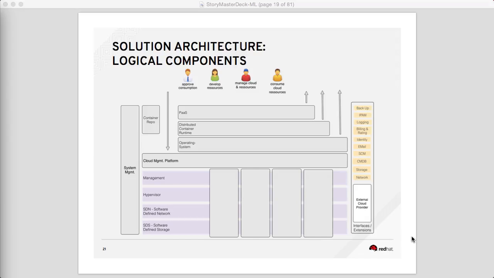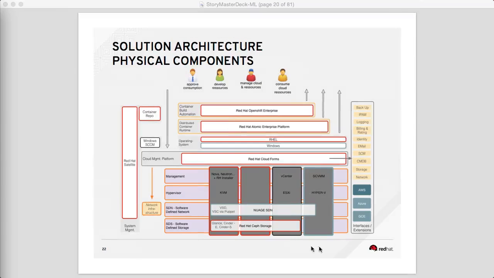Going away from the logical infrastructure towards a physical implementation of that logical architecture. That is the next slide. We can see what we are proposing here. So we have Red Hat CloudForms as the cloud management platform that also integrates with the various other systems, that integrates with external cloud providers. We have Red Hat Satellite as the systems management and container repository.